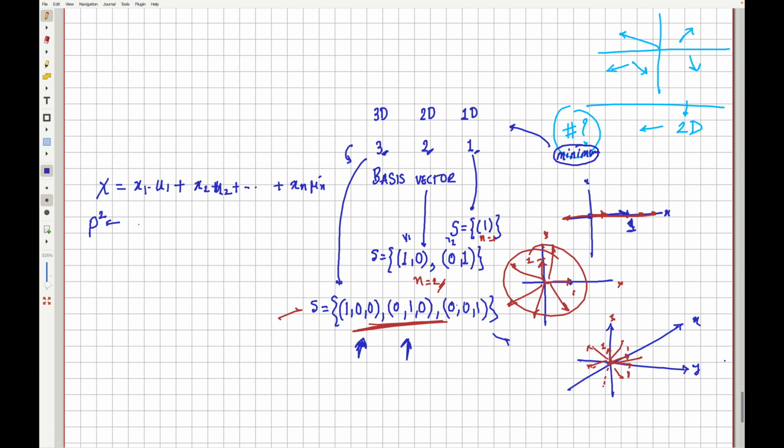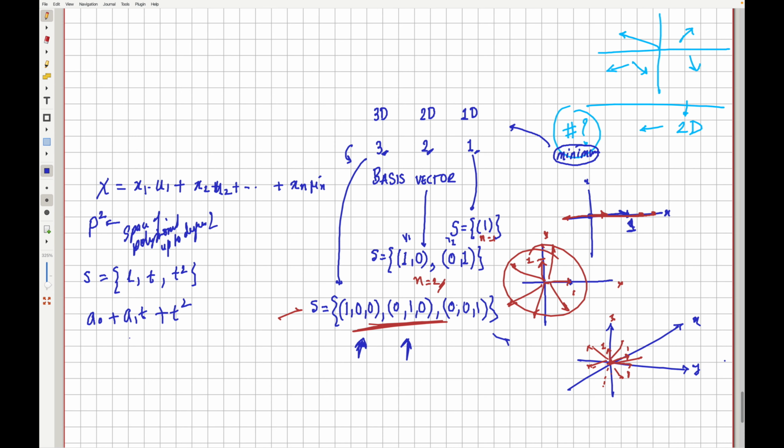So this is what we are saying is a space of polynomials up to degree 2, and there can be a set of basis vectors for this space as well, which we could represent as something like 1, t, t square, and the polynomial that we are talking about could be a0 plus a1t plus a2t square.